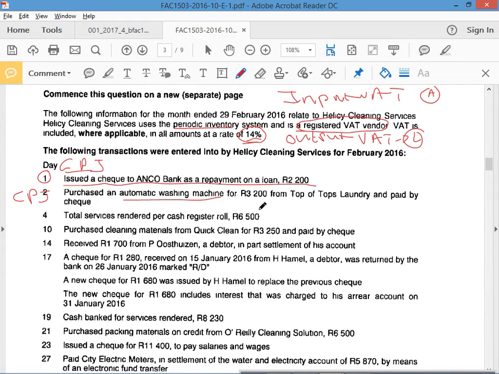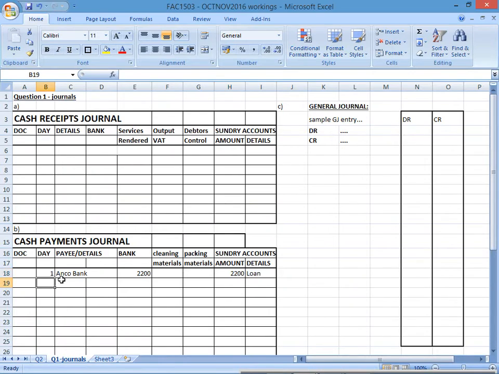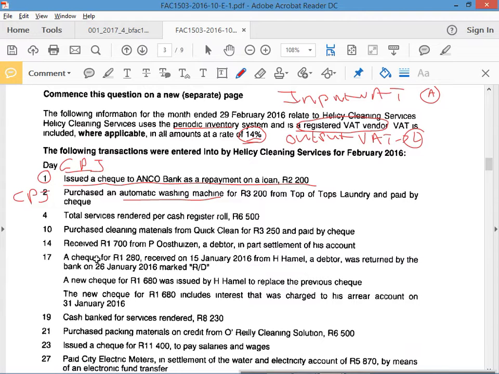This was from Top of Tops Laundry, on the 2nd. Bank is going to go down by 3,200. Is there going to be VAT on this transaction? Yes. When you buy something, you're going to have input VAT. They said VAT is included where applicable. Is it applicable here? Of course it is. If you buy a washing machine, you're going to have to pay 14% VAT.